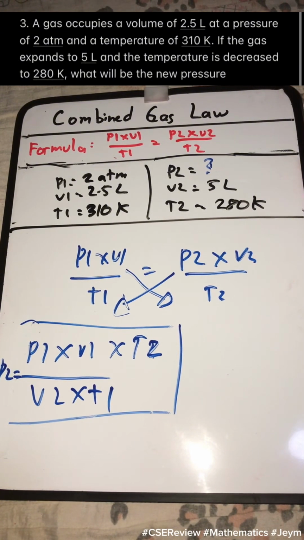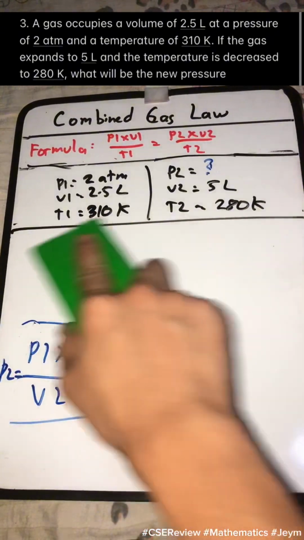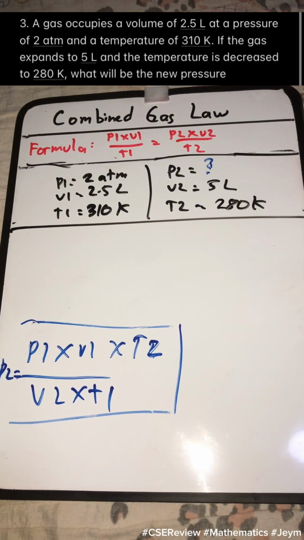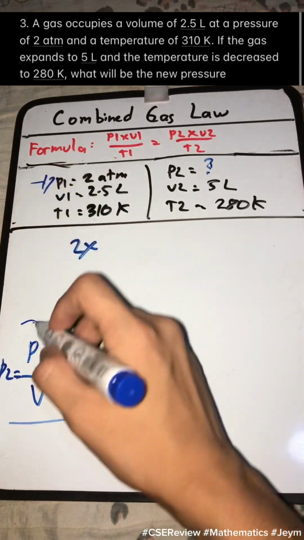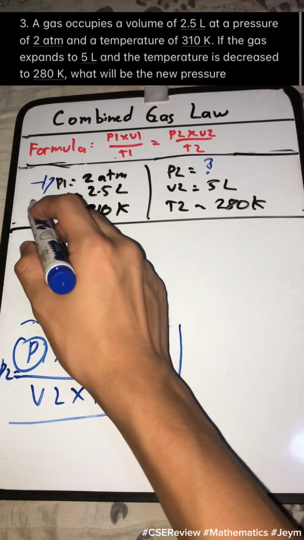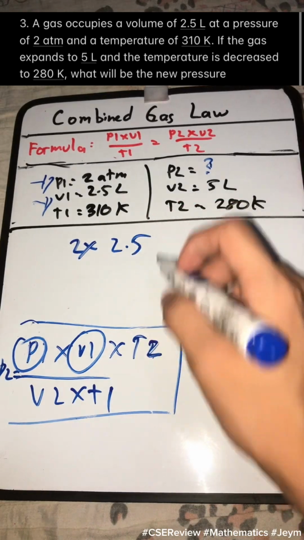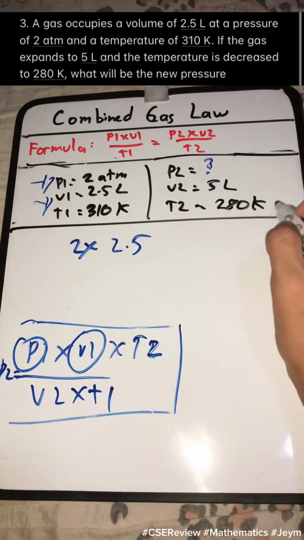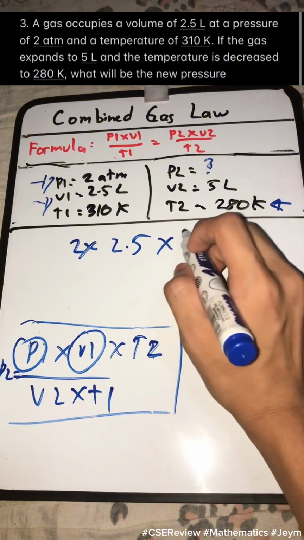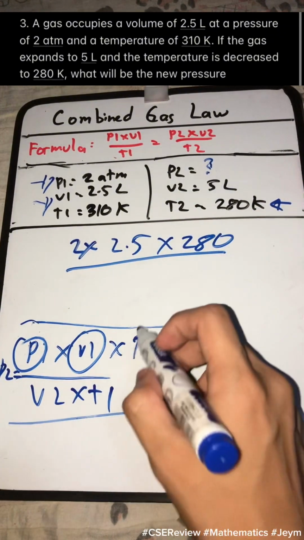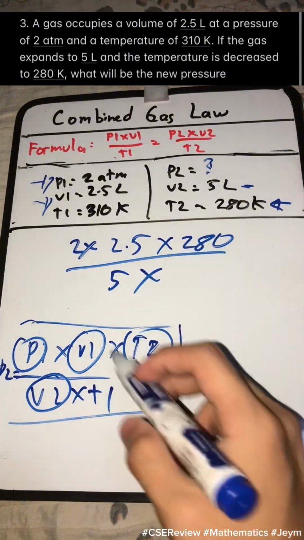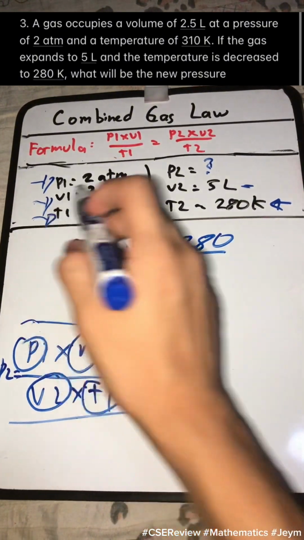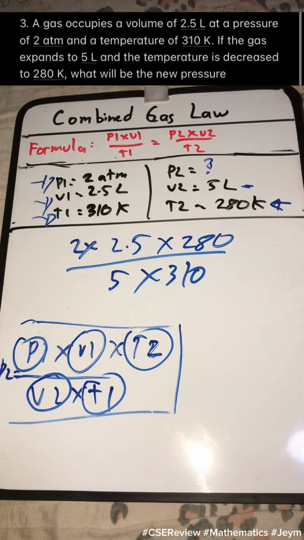So since we have the formula, let's substitute the values on each variable. So we have P1 which is 2, and then let's move to V1 which is 2.5, and then we have T2 which is the final temperature, 280, over V2. Our V2 is 5 times our T1 is 310. So let's get a calculator guys to calculate this.